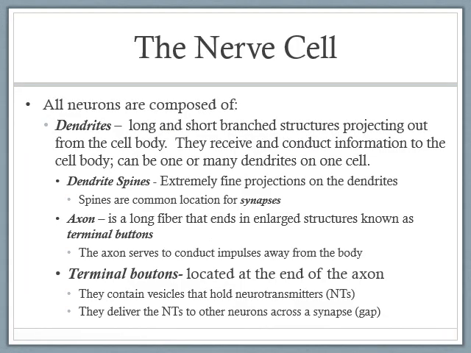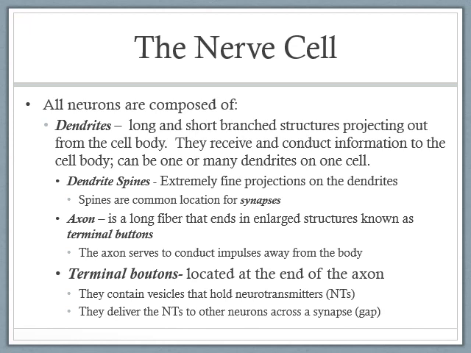So we are going to start off with some basic information with the nerve cell. The human brain consists of approximately 100 billion nerve cells or neurons. The proper function of the nervous system depends on the communication between these neurons. All neurons are composed of dendrites, which are long and short branch structures projecting out from the cell body. They receive and conduct information to the cell body, and there can be one or many dendrites on one cell.